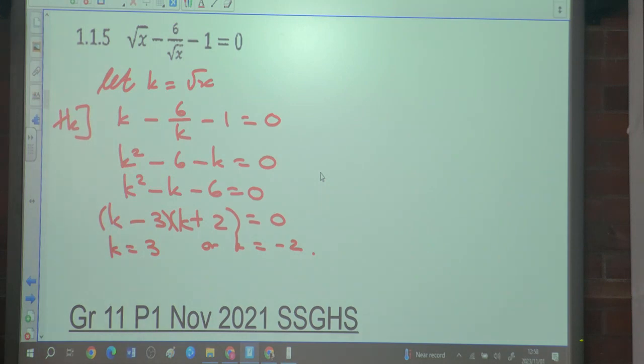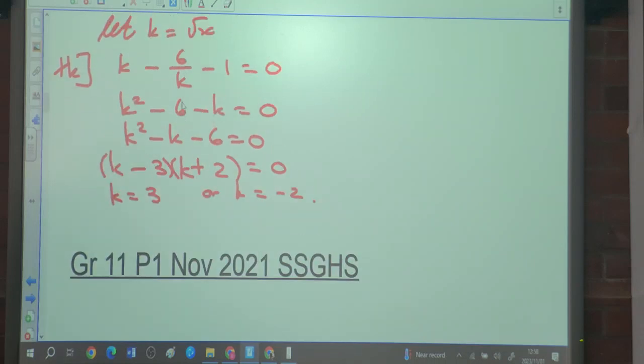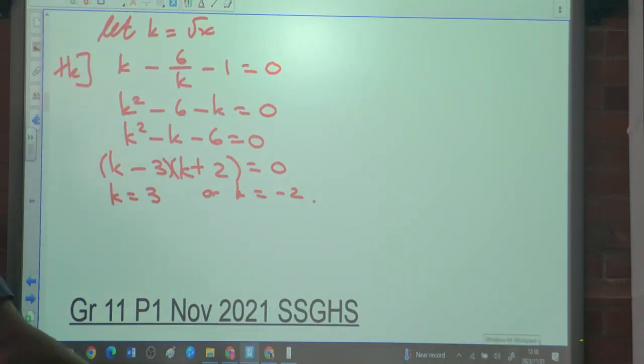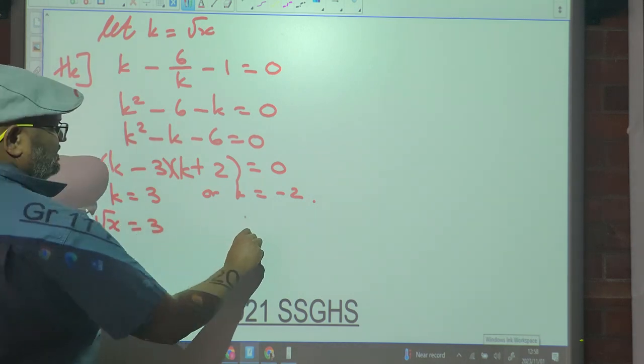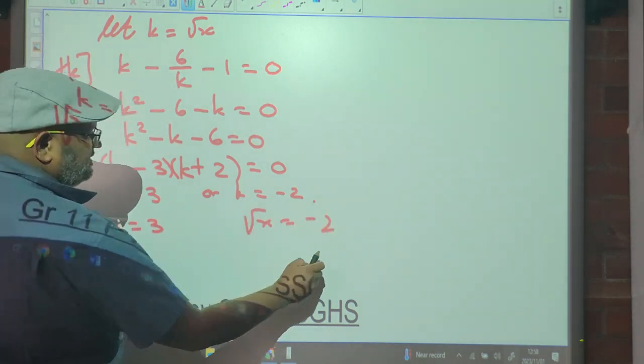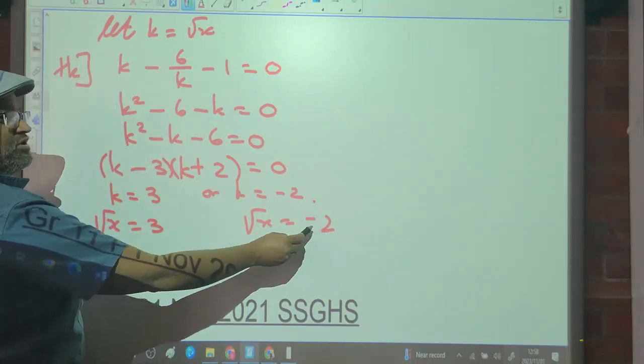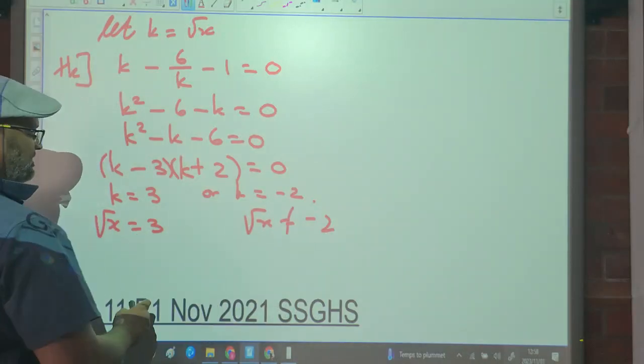Are we instructed to solve for k or x? x. So many stop here and then they forget to bring the x back in. So in other words, we have here the square root of x is equal to 3 or the square root of x equal to negative 2. Can we get the negative from a square root? No, so that one is gone.